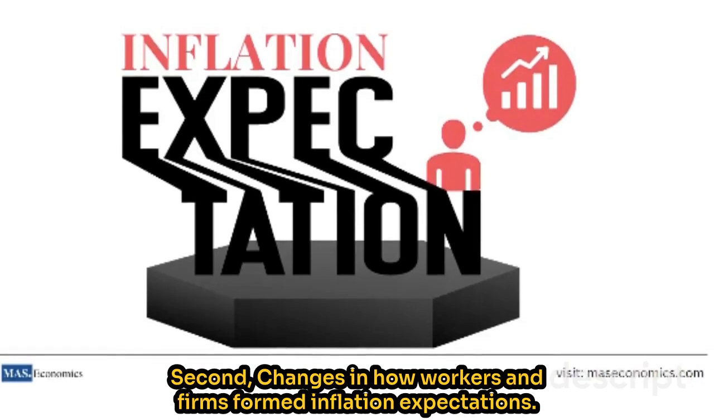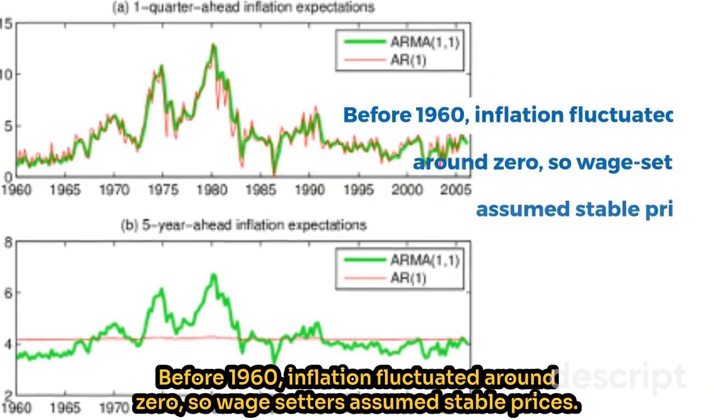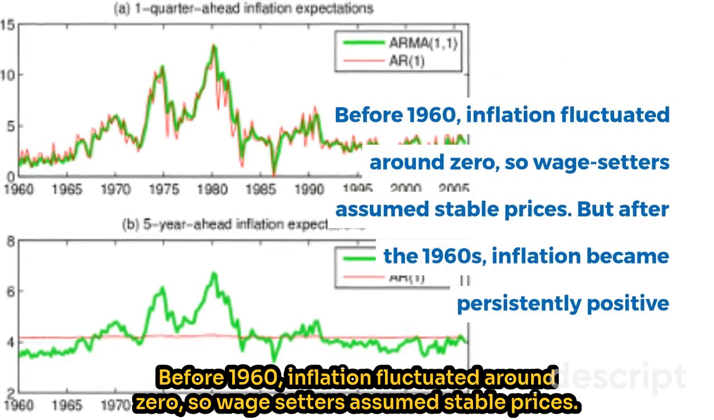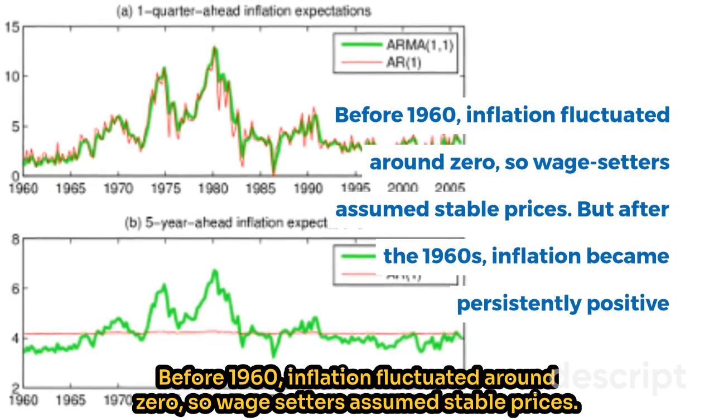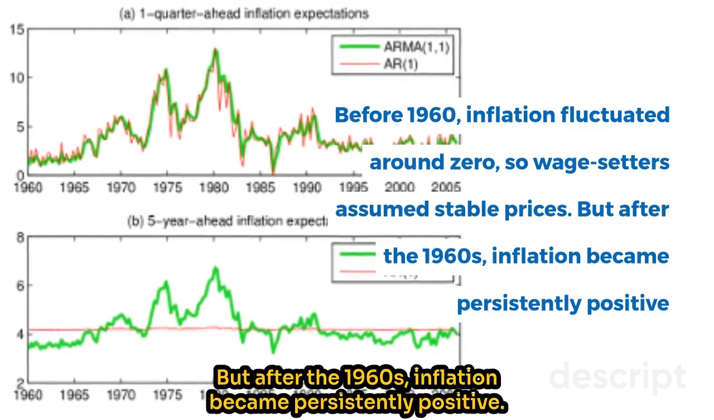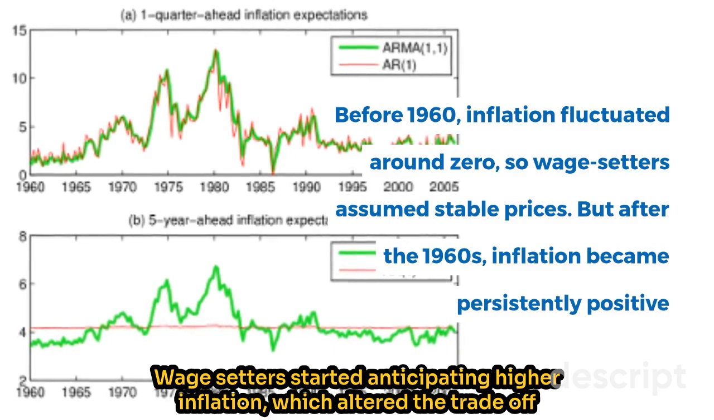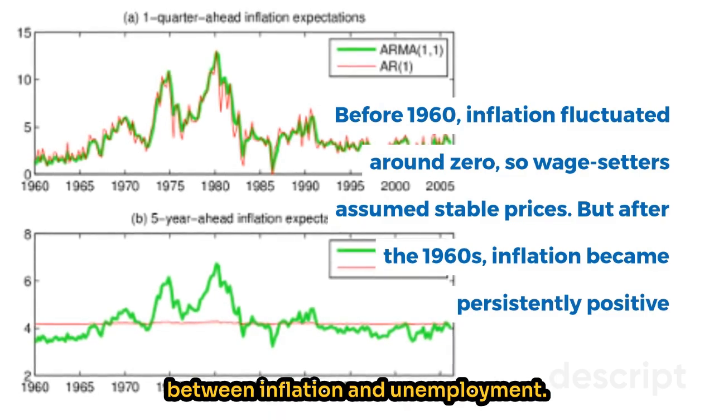2. Changes in how workers and firms formed inflation expectations. Before 1960, inflation fluctuated around zero, so wage setters assumed stable prices. But after the 1960s, inflation became persistently positive. Wage setters started anticipating higher inflation, which altered the trade-off between inflation and unemployment.